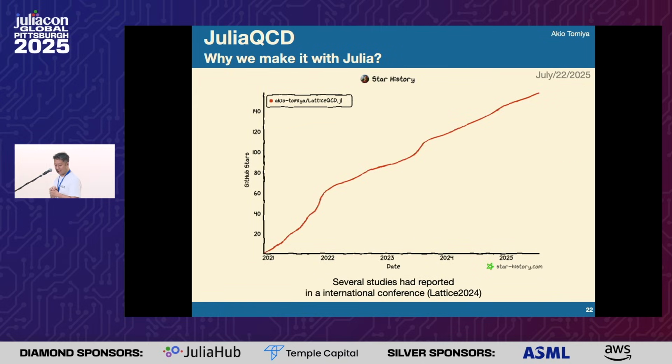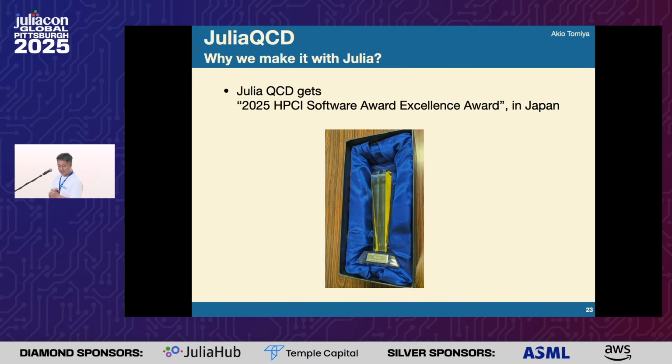Okay, this is the star history of LatticeQCD.jl. The number of users is increasing more and more. Also, several studies were reported at the Lattice International Conference last year. And JuliaQCD also received a software award this year. So I think many people are paying attention to this software.